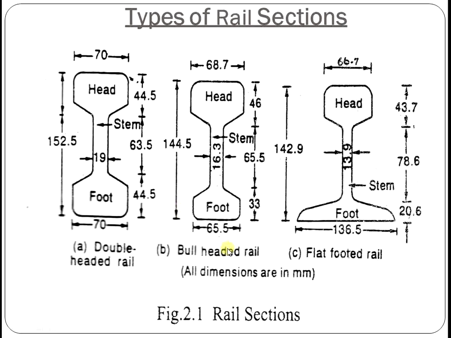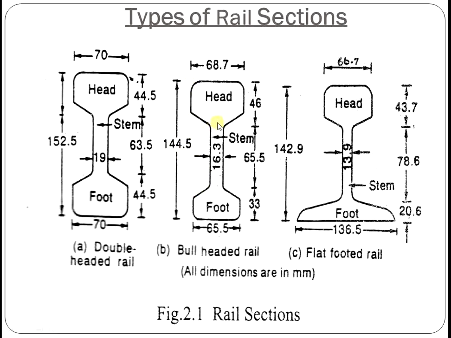Second one is the bull headed rail. Bull headed rail means that the head section is larger than the bottom section. The head section size is 68.7 mm, the bottom section size is 65.5 mm, the web section size is 16.3 mm and the total height of the bull headed rail is 144.5 mm.